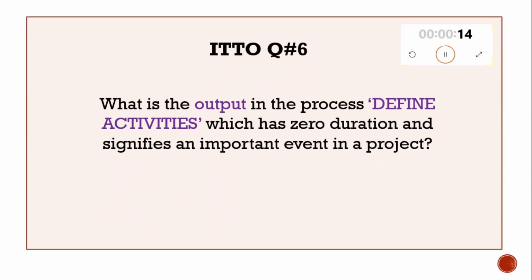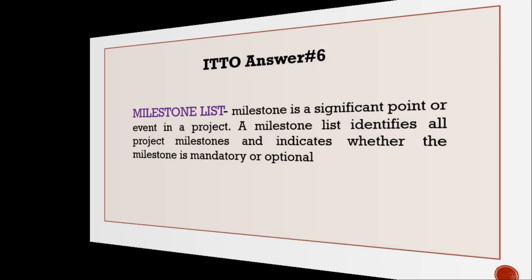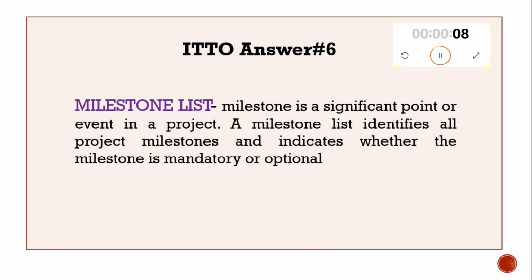ITTO question number 6. What is the output in the process define activities which has zero duration and signifies an important event in the project? Answer 6: milestone list. Check the slide for more details.